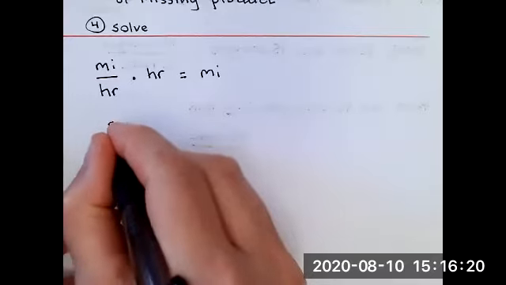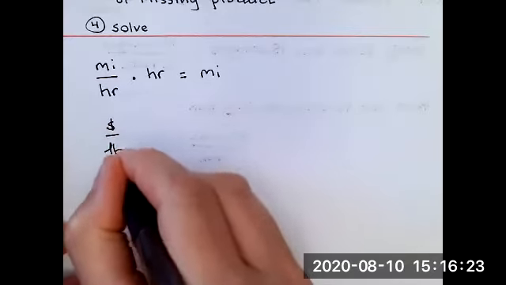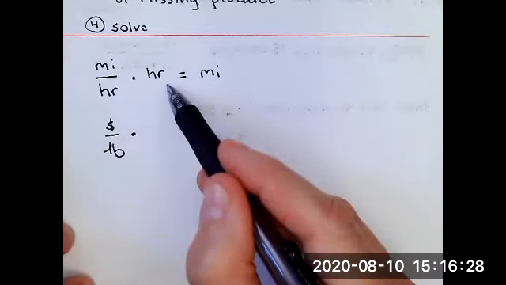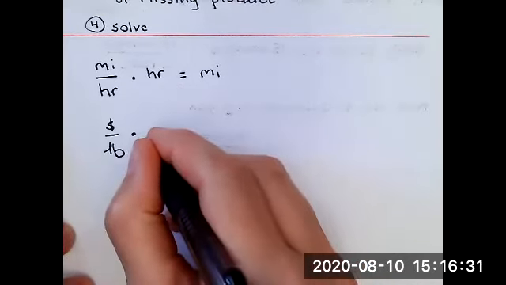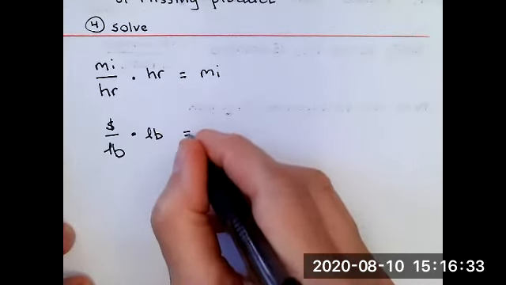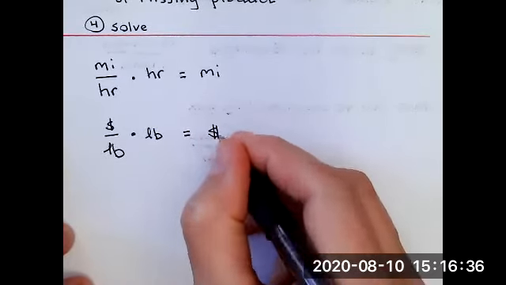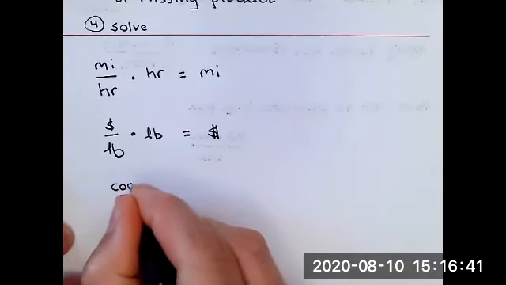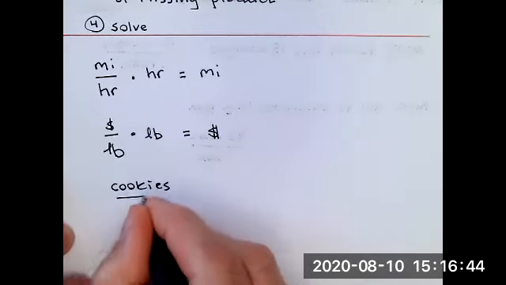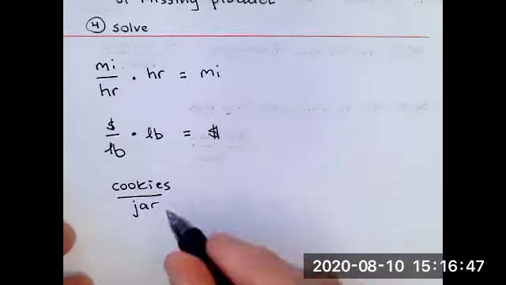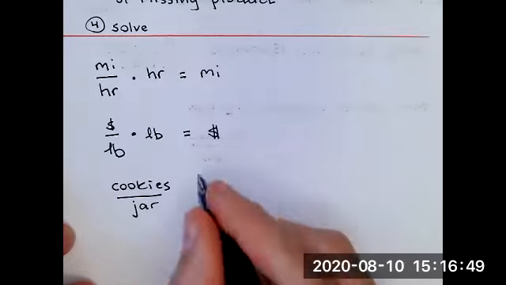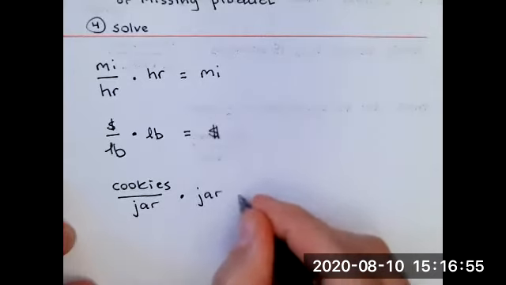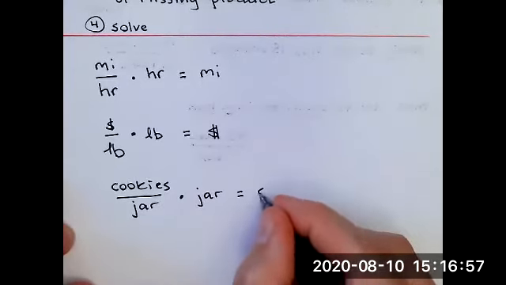So if the rate is dollars per pound, which one do you think we multiply by? That's right, we multiply by pounds, and it's equal to dollars. If your rate is the number of cookies in a jar, so that's cookies per jar, you're going to multiply by the number of jars, and that's equal to the total number of cookies.